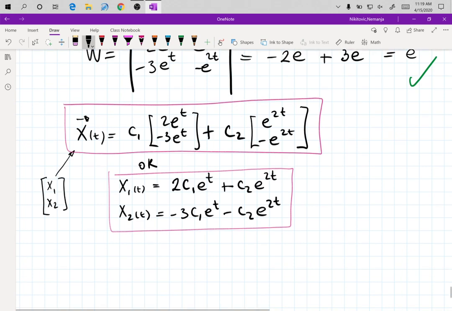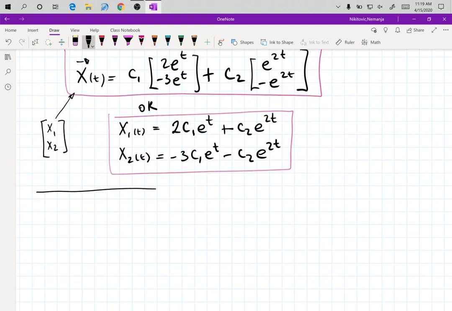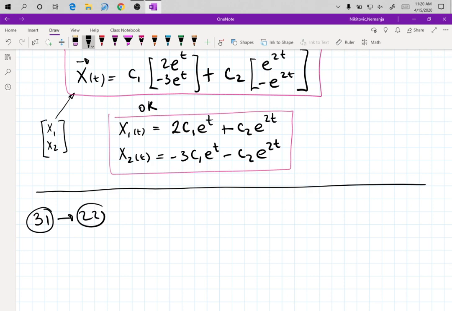All right, so what's next? What if we have initial conditions? We're looking for a problem with initial conditions now. Here's problem 31, which connects to problem 22, the problem above. So now initial conditions.